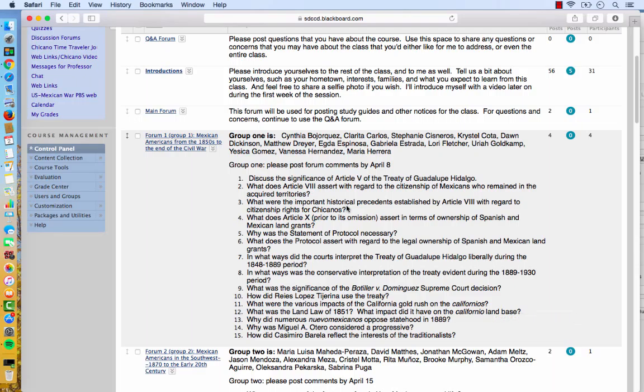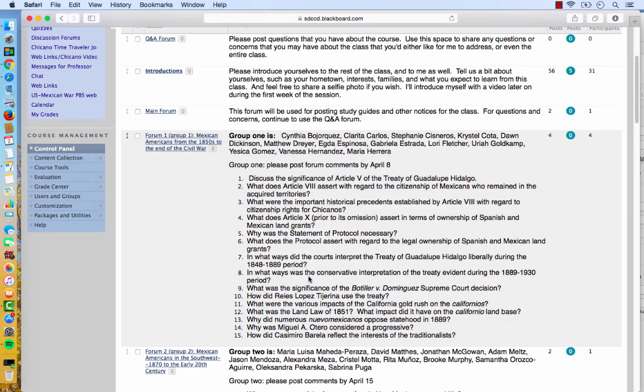So if any of you are interested in the statement and the protocol of Querétaro, then just let me know: Professor, I want to answer question 5. Or if any of you are interested in the land law in California in 1851 and what impact the land law had on the land base of the Californians, those were the upper class Mexicans that lived in California right up to the middle part of the 19th century before the U.S.-Mexico War began and unfolded. So if any of you are interested in that, then definitely let me know: Professor, I wish to do question 12.